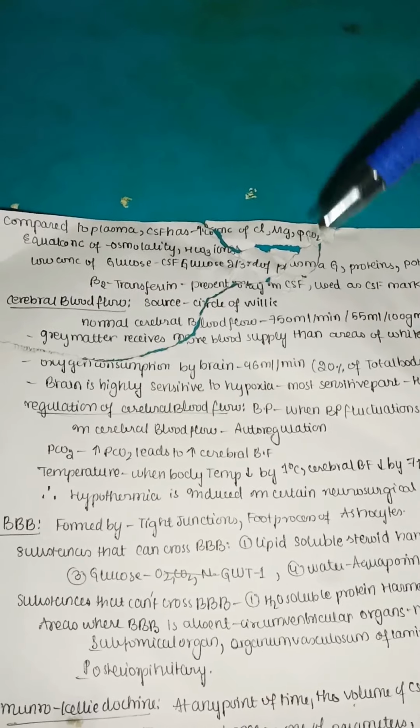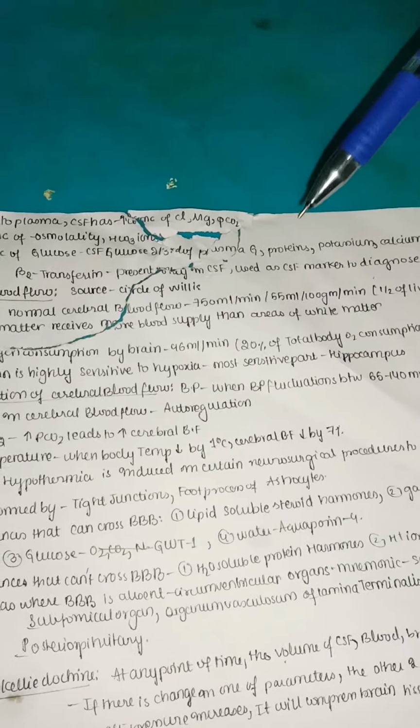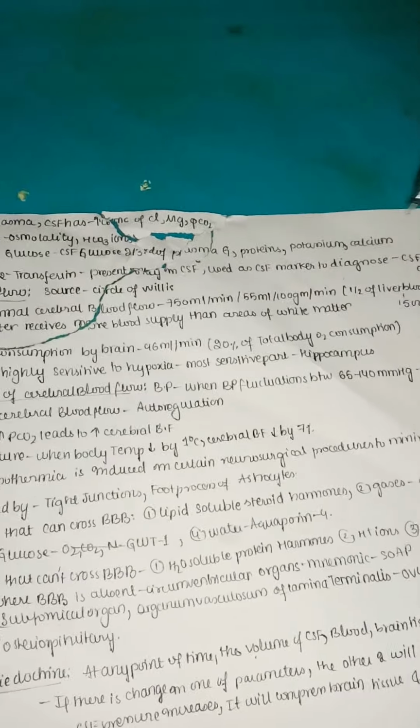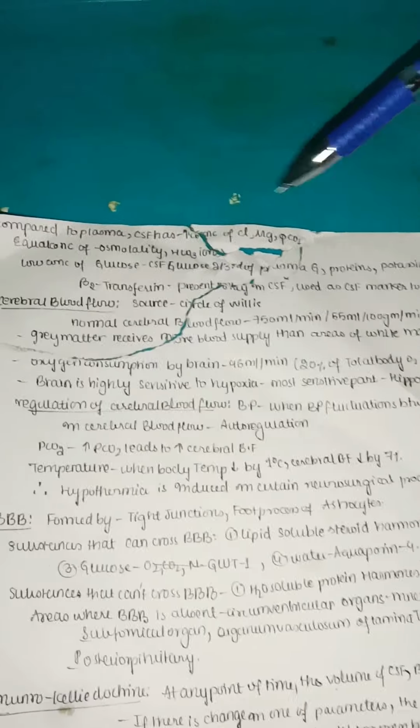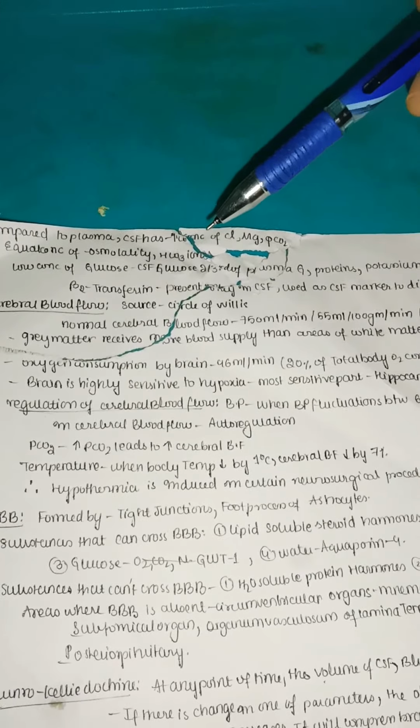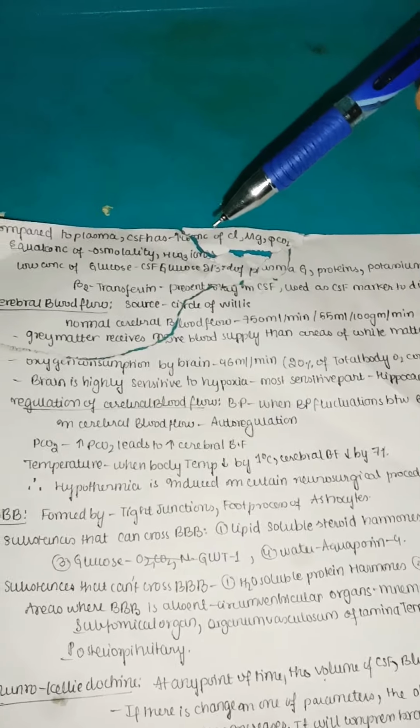CSF glucose is 2/3 of plasma glucose, and even the proteins in the CSF are low. Potassium and calcium in the CSF are also low, but the higher concentrations in CSF are chloride, magnesium, and partial pressure of carbon dioxide. Osmolality and the bicarbonate ions are equal to plasma.